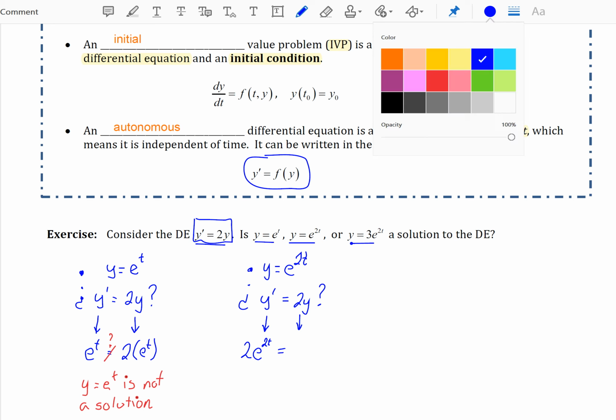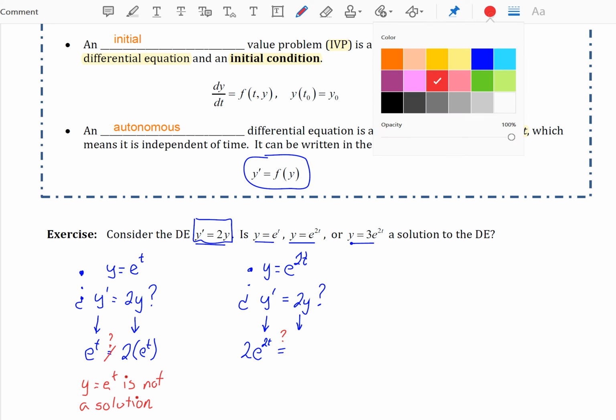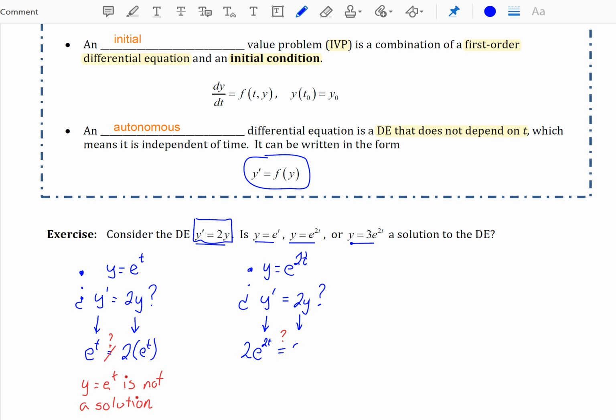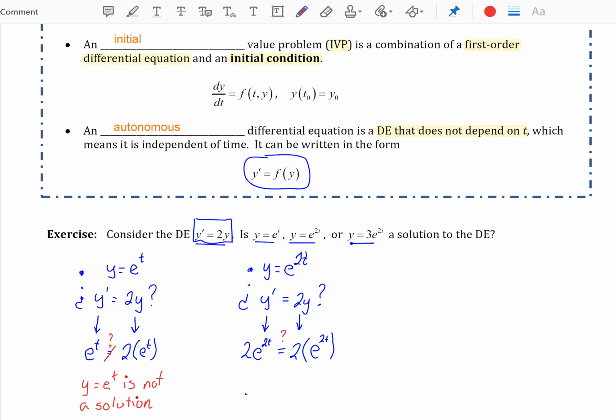Is this equal to 2 times the original function? And we'll say yes, and so we will be able to conclude y equals e to the 2t is a solution.